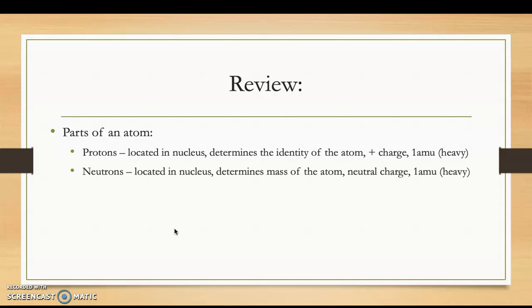The neutrons then are also located in the nucleus. They determine the mass of the atom. They have a neutral charge, and they also have a mass of about 1 AMU, so they're also heavy.